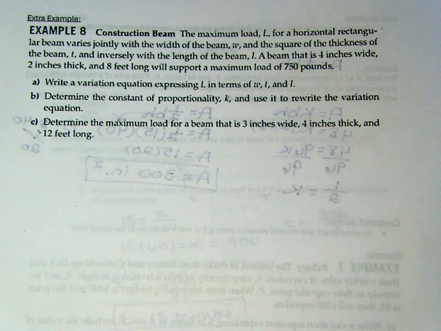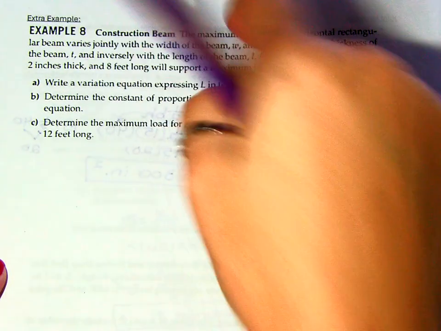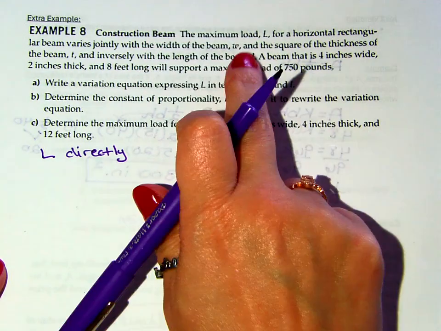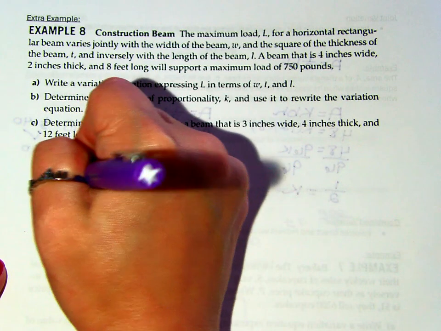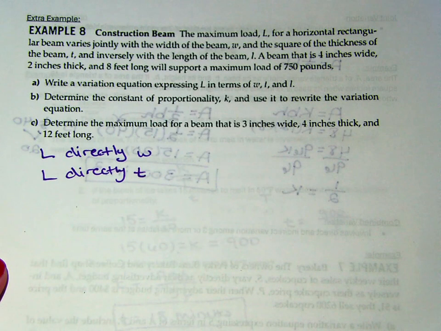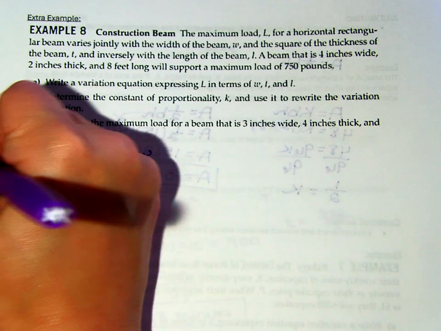It says the maximum load L for a horizontal rectangular beam varies jointly with the width of the beam, W, and the square of the thickness of the beam, T. So remember, jointly was where it was direct relation, but it had more than one variable at play. So, again, I'm going to make a lot of little notes here. It said the load of the beam, that's our L, directly varies with the width of the beam. It also directly varies with the thickness of the beam, which they call T, because that was a joint variation. Joint is where you have direct variation, but with more than one item.